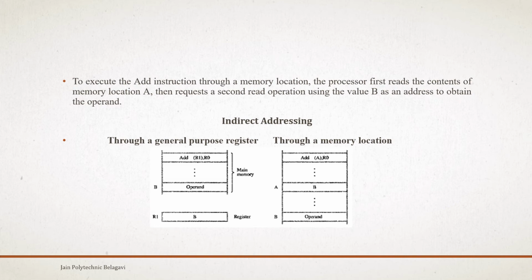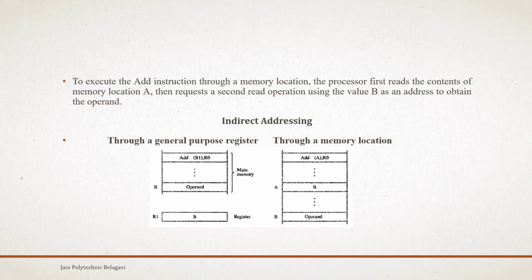This instruction first gets whatever contents are present in A. The contents present in A is B. So B is nothing but the address of the operand. By using this round bracket, it will again go through a read operation, that is, read the value that is present at this location B.